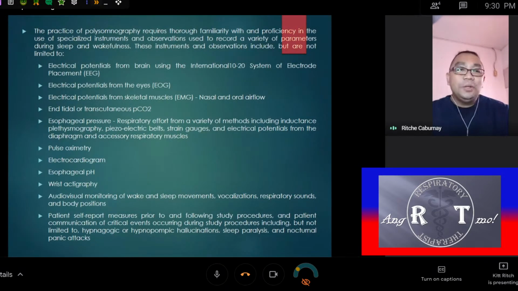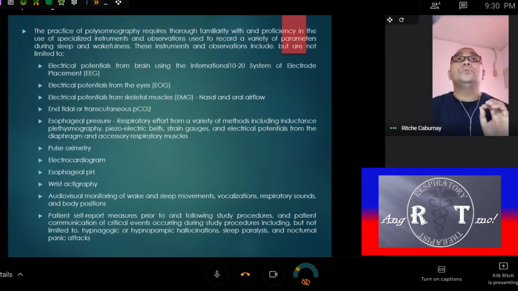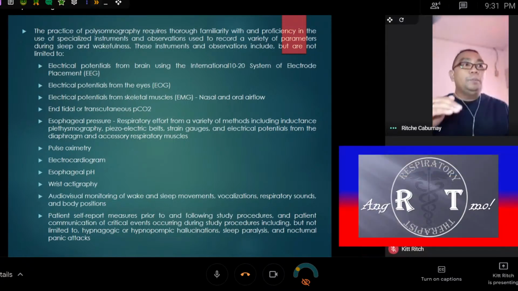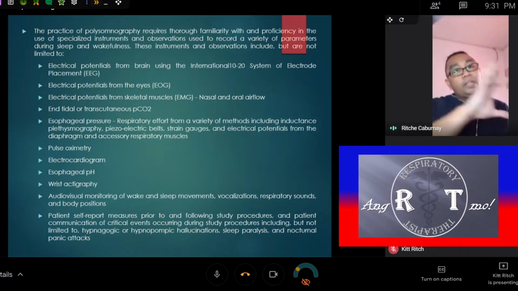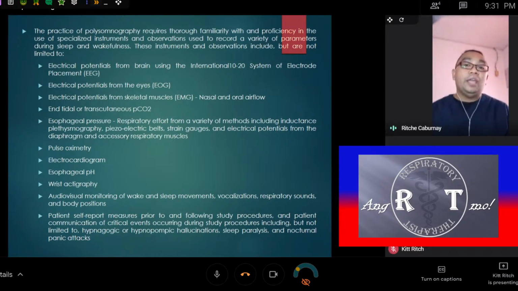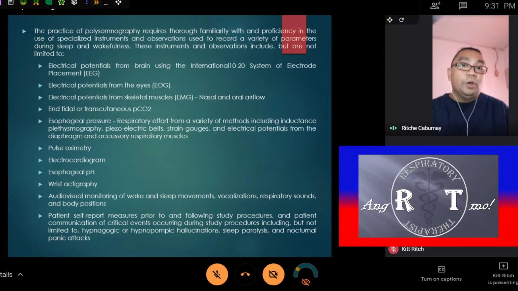Okay. All right. So, going back. Again, in terms of instrumentation, what we're doing to our patients is putting on the different parameters so you can look at the patient's sleep study itself. We're putting the electrodes for the EEGs, which monitor the sleep waves of your patients, using the international 10-20 system of electrode placement.